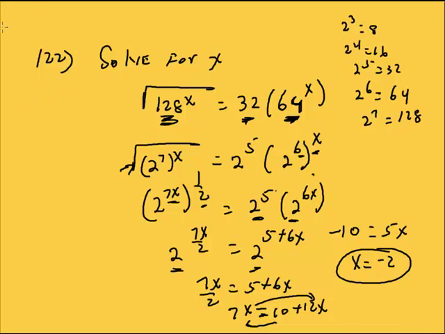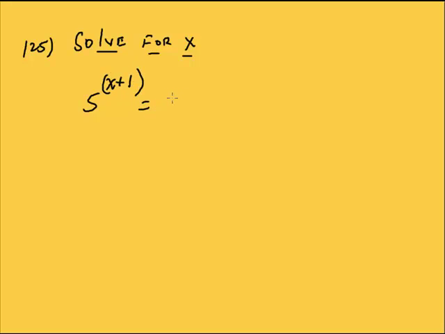Next one is 125. Number 125, let's solve for x also. We have 5 to the x plus 1 is equal to 25. I can write 25 as 5 to the second. Since the bases match up, my x plus 1 has to equal 2. So x is equal to 1. Done.